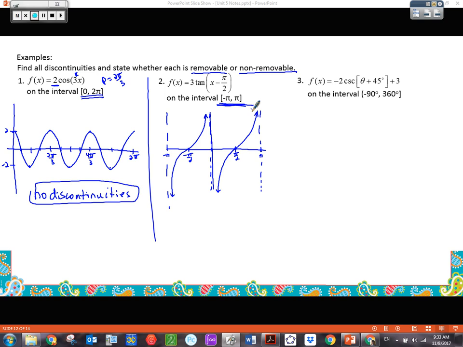How do we know whether they're included or not included? With a bracket versus a parenthesis, right? The bracket means they're included. So, and I'll write the answer up here. I'm going to have discontinuities at negative pi, 0, and pi. Those are the three locations on this interval.